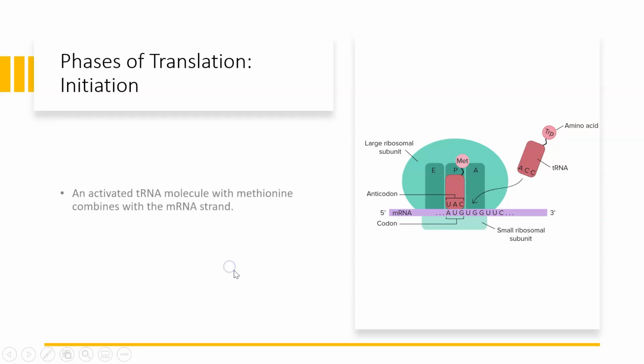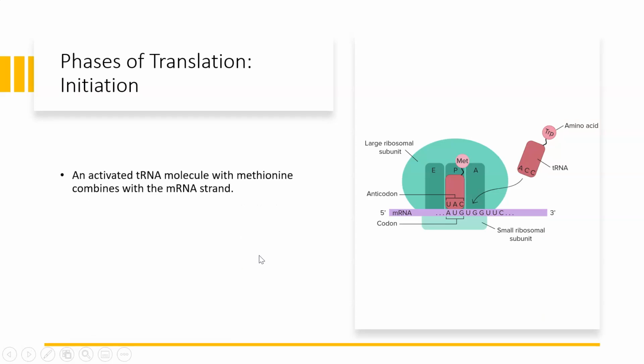Alrighty, so we've talked about those phases of translation. Now, that video highlighted it really well, but let's look a little bit deeper. So we start with initiation. An activated tRNA molecule with methionine combines with the mRNA strand. Okay, so our start codon is our UAC or our AUG, and methionine is our first amino acid.